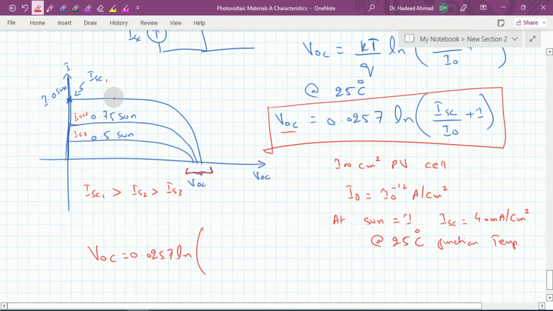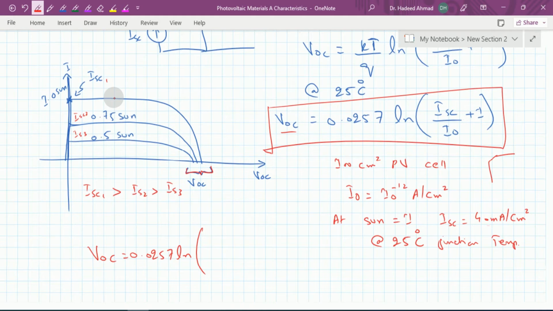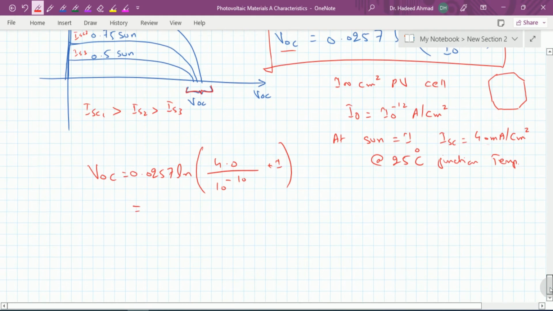Now if I plug in these values in this equation for this VOC, then this VOC becomes equal to 0.0257 log of this ISC, and this ISC we need to calculate because it is 40 milliampere per centimeter square, and because the size of a PV cell, for example, if this is the PV cell, so the size here is 100 centimeter square. So this becomes equal to 4 divided by I naught, which is 10 raised to the power minus 10, plus 1. So this VOC value is equal to 0.627 volt.